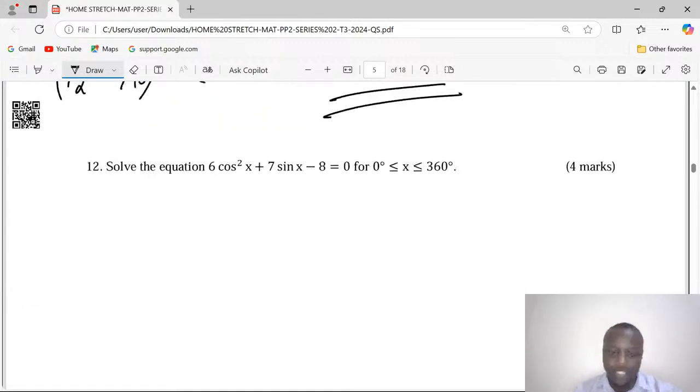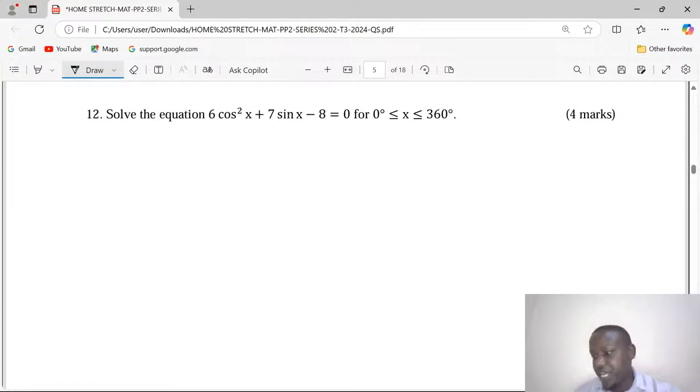There is another very interesting question from trigonometry. I encourage learners to work out a lot of trigonometric problems. They are really going to help you in a big way. It's good to know trigonometric concepts.